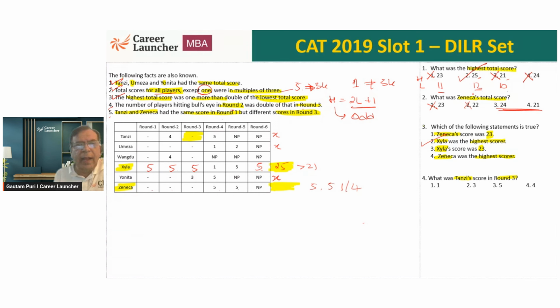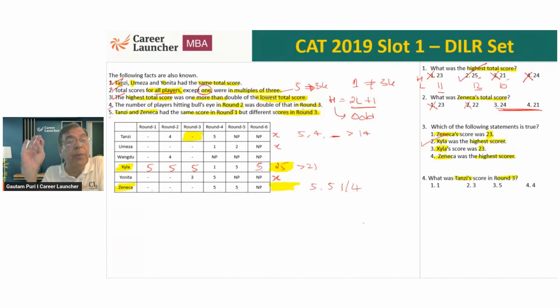Who's going to be the lowest scorer? Tanzi will be 5-4-9, and there will be at least one 5 here, because Tanzi has played round 4. So there will be one more bullseye. So it is 5, 4, and something we don't know. What is the minimum score for Tanzi? 5 plus 4 is 9, plus 5 is 14, plus something. So Tanzi is greater than 14.